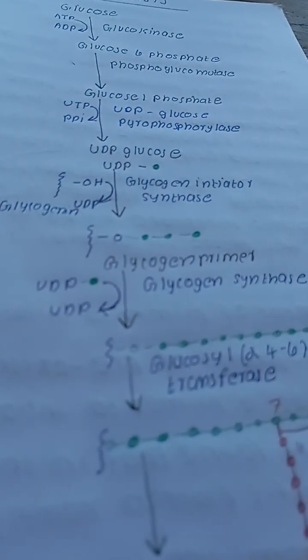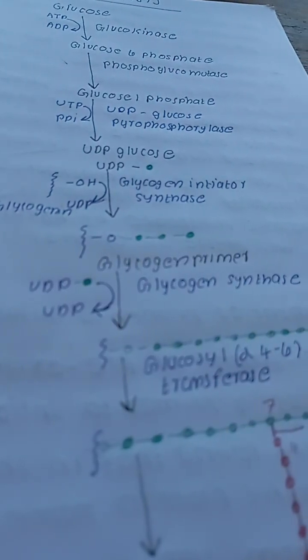The phosphoglucomutase converts it to glucose 1-phosphate, and this is a crucial step. Then glucose 1-phosphate is converted into uridine diphosphate glucose, UDP-glucose, by the UDP-glucose pyrophosphorylase enzyme, with UTP being used. And later, UTP is formed.